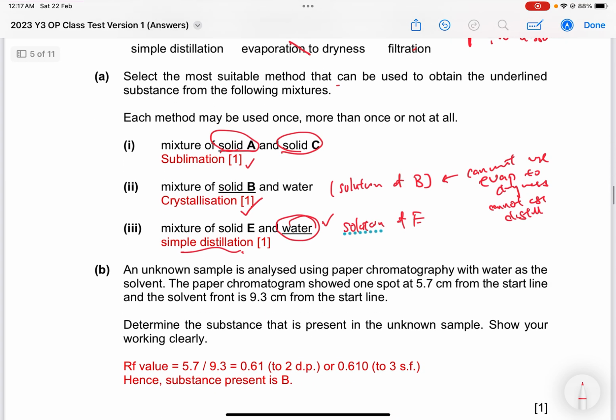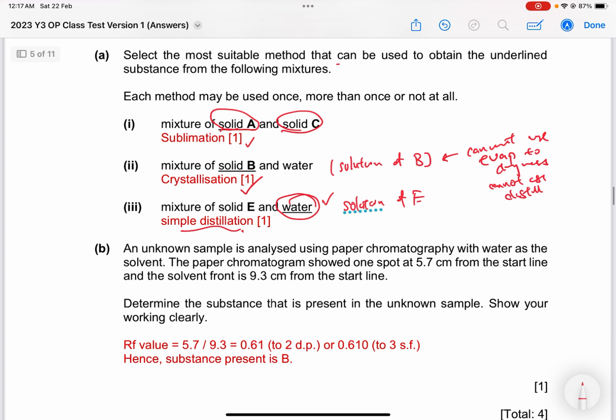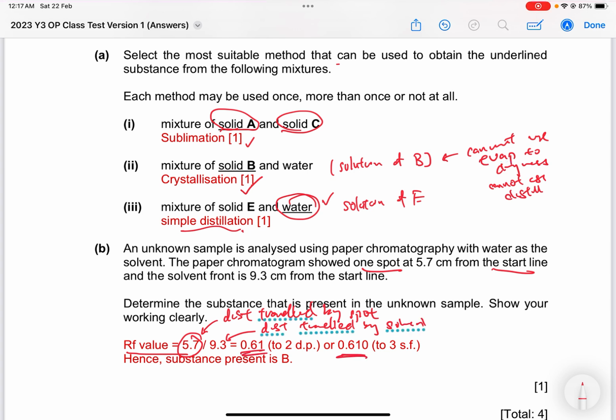Okay, B. An unknown sample is analyzed using paper chromatography with water as a solvent. The paper chromatogram showed one spot at 5.7 cm from the start line, and the solvent front is 9.3. Determine the substance that's present in the unknown sample, show your working. So first thing, find the RF value. So they know that 5.7 is from the start line to the spot, right? So therefore, this is the distance traveled by spot of the substance. 9.3 is the distance traveled by solvent. So you take one divided by the other, you get the RF value. So 0.61 or 3SF 0.610.